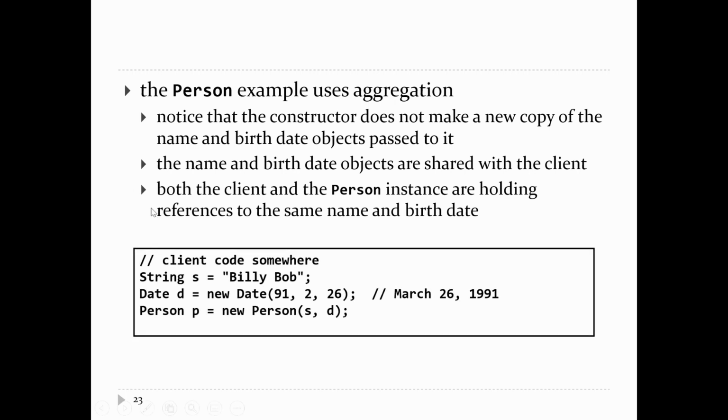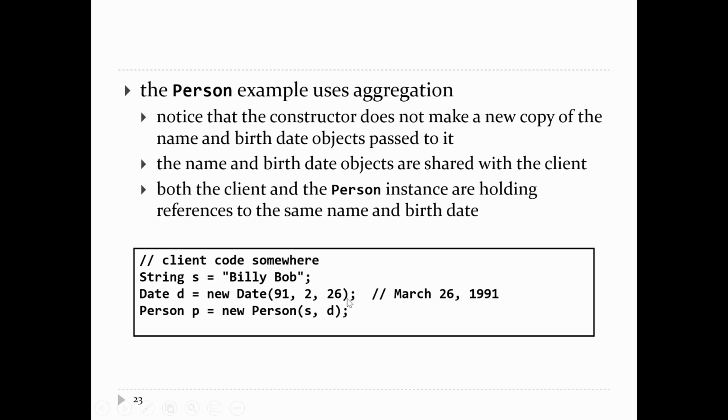So if you create a person object in the following way, where s is the string "Billy Bob" and d is the date March 26, 1991. Don't worry about actually learning how to use the Date class. It's an old class and you're discouraged from using it. It's useful in this example, though. It's hard to use, too.